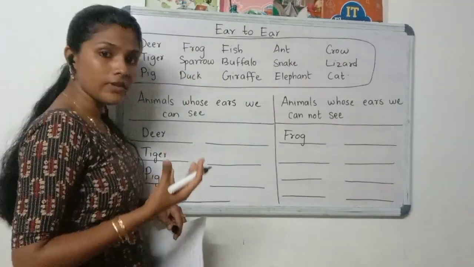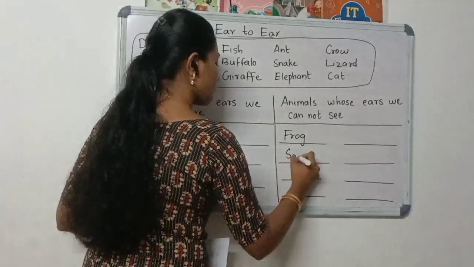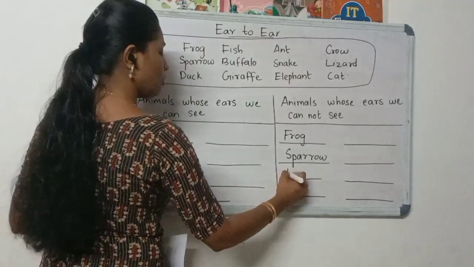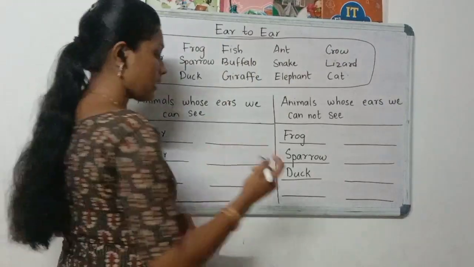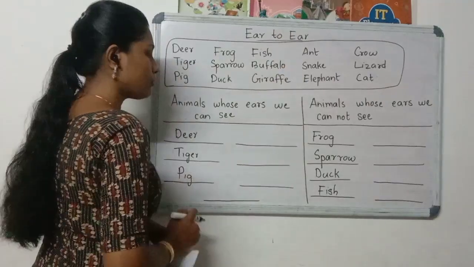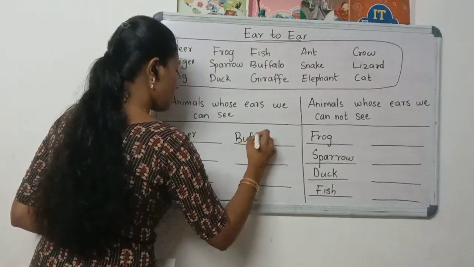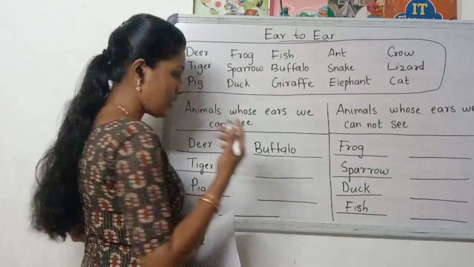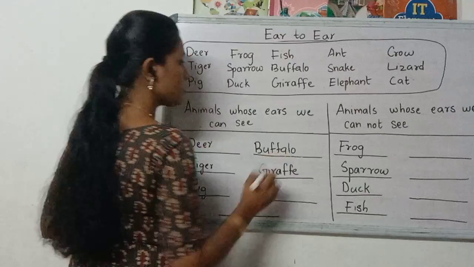Okay, sparrow. In case of a sparrow, can we see their ears? No. Then, duck. No, we cannot see the ears of a duck. Fish. We cannot see the ears of a fish. Then, a buffalo. Yes, we can see the ears of a buffalo, right? Giraffe. Can you see the ears of a giraffe? Yes, I can see the ears of a giraffe.